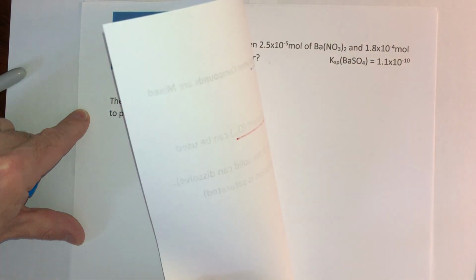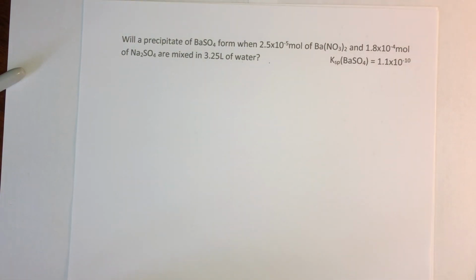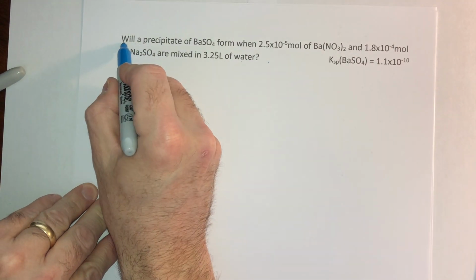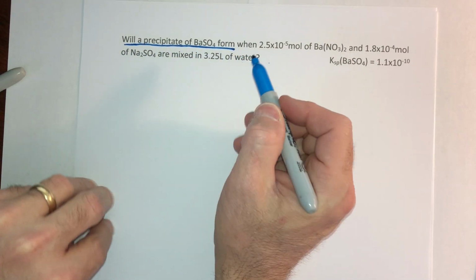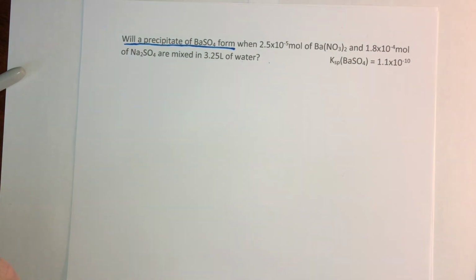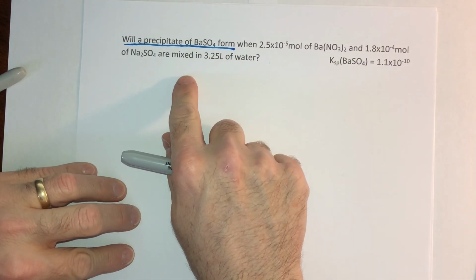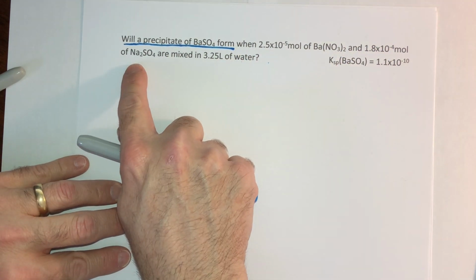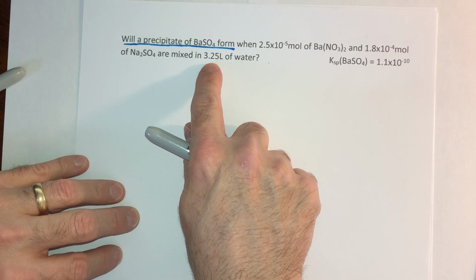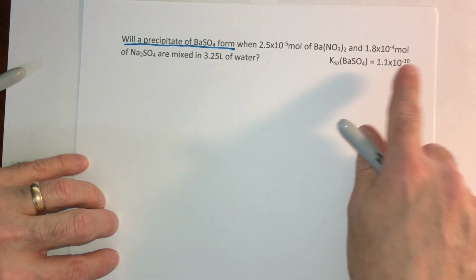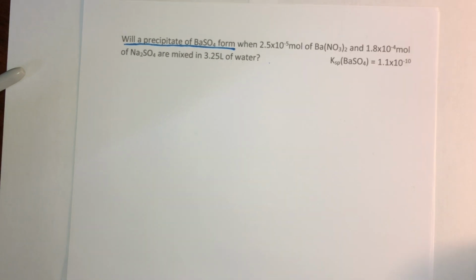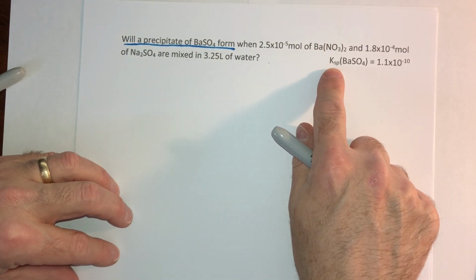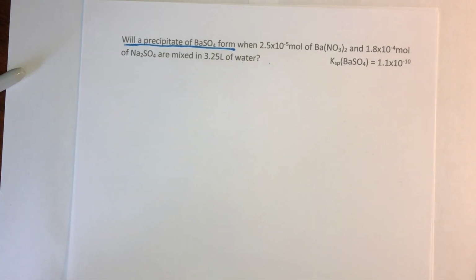All right, so let's take a look at an actual problem. In this problem it says, will a precipitate of barium sulfate form? The minute it starts asking, will a precipitate form, you know that this is a reaction quotient problem. Now they give us some information. They tell us the amount of barium nitrate, they tell us the amount of sodium sulfate, and they give us the volume of water. They also give us the value of KSP so that in the end, after I've calculated my Q, I can compare it to my K. So I've got something to compare to.